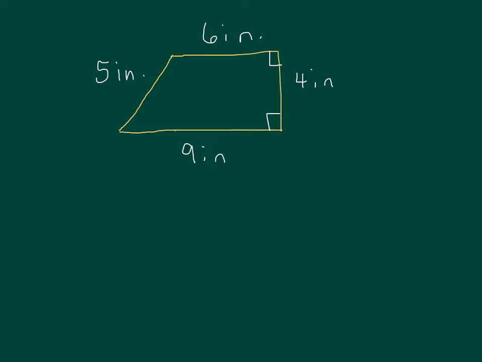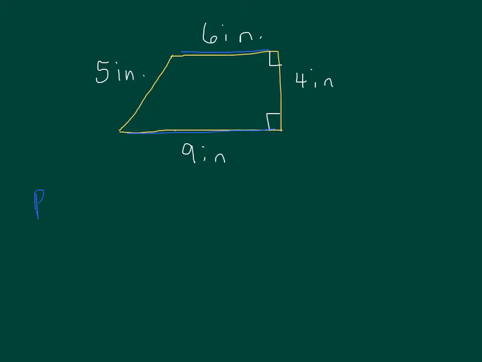When you look at this trapezoid here, you can see that you have the one pair of parallel sides, this one and this one. So I can't just use my parallelogram formula for the area anymore. It just doesn't work. So we're going to keep that in mind. Let's first work with the perimeter on this one.